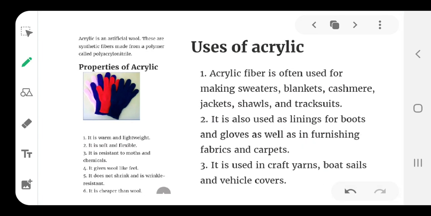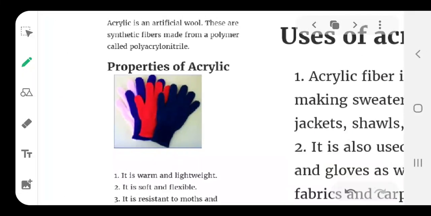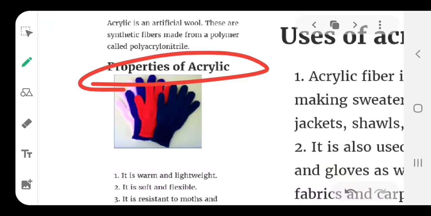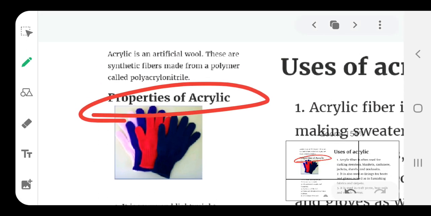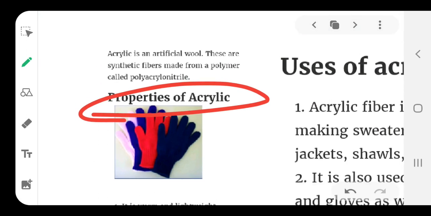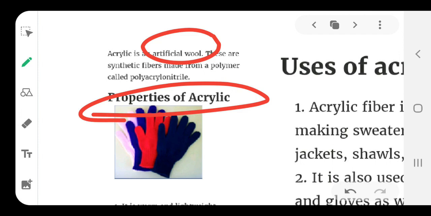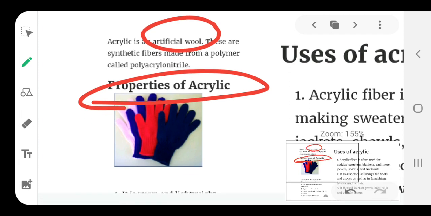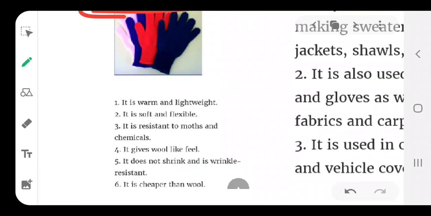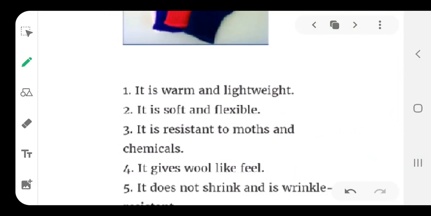Then the next fiber for us is called acrylic. Write down the word acrylic. So this acrylic fiber is again referred to as artificial wool, okay. So it has a feeling of wool, so it is called artificial wool. And underline these properties of acrylic fibers.